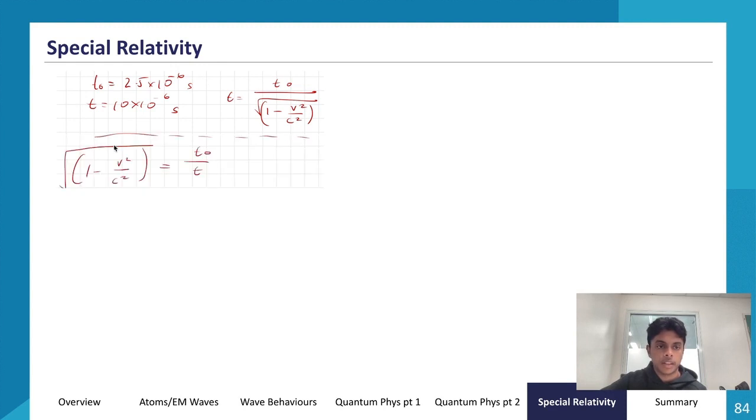Next, we'd rearrange the formula. What I did was I multiplied both sides by this value and then I divided through to get T naught over T is equal to root 1 minus V squared over C squared. Because the end game here is we need to rearrange this equation to make V the subject. So there's a little bit of algebra here.